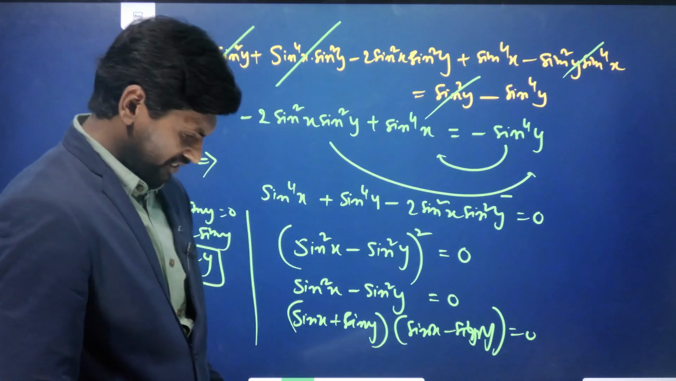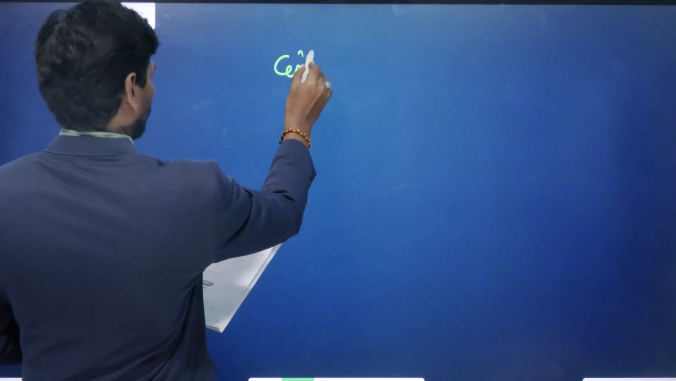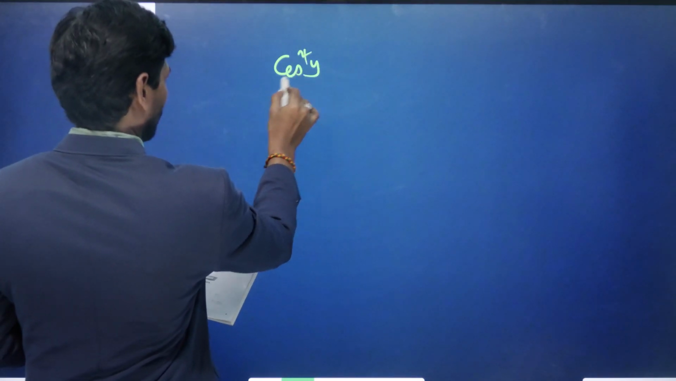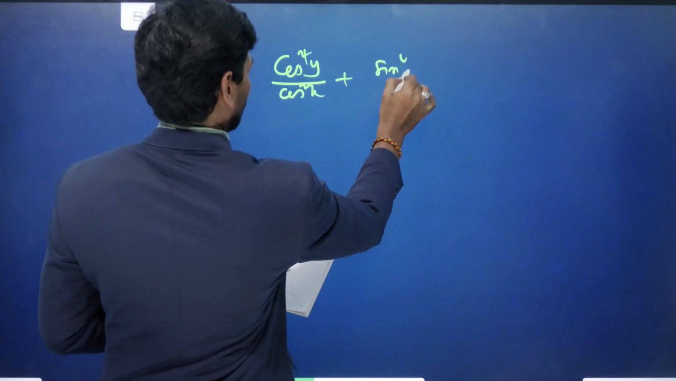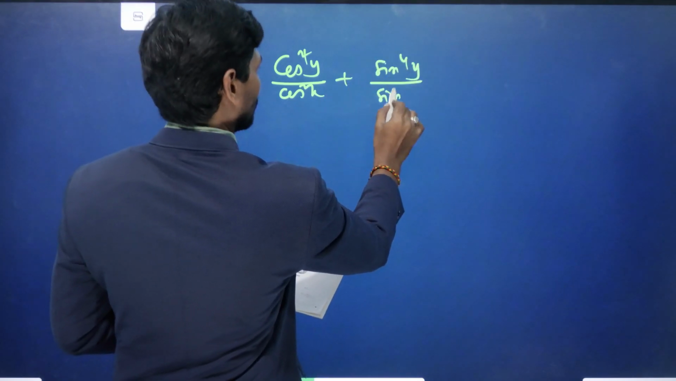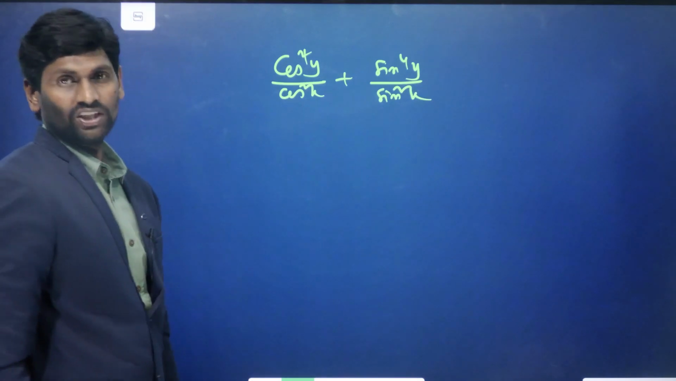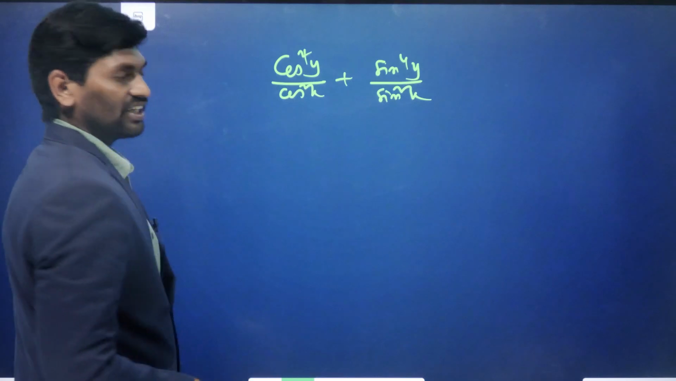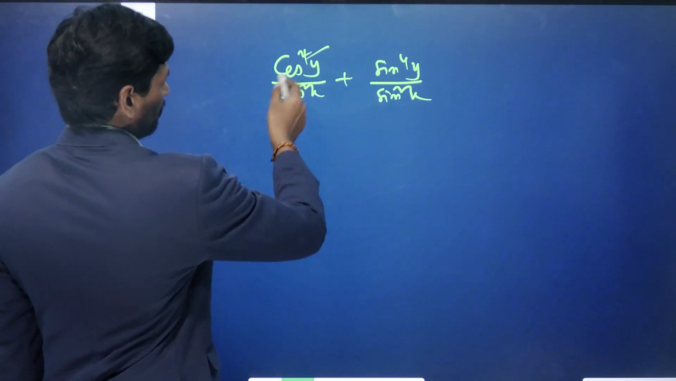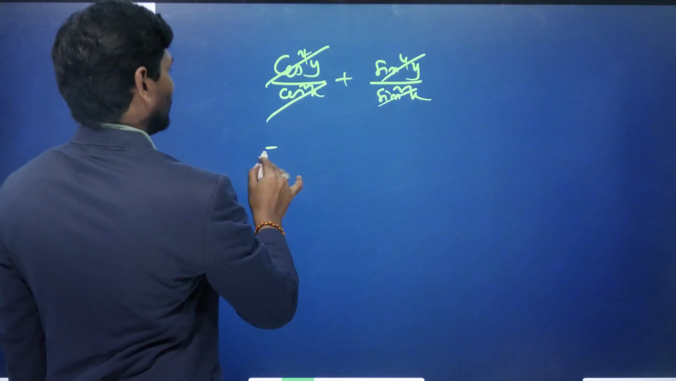So from this we can say the second answer. What we have to prove, what we should prove actually: cos power 4y by cos square x plus sin power 4y by sin square x. So both of the terms are same now. In the place of x we can write y, in the place of y we can write x. So all of the terms are made equal, so we can cancel, the answer is 1.